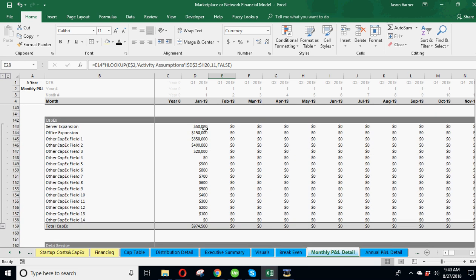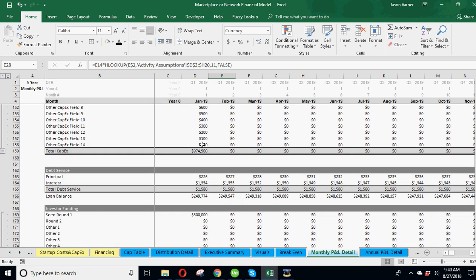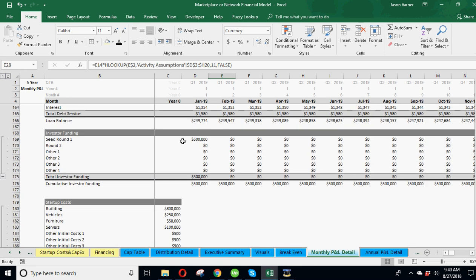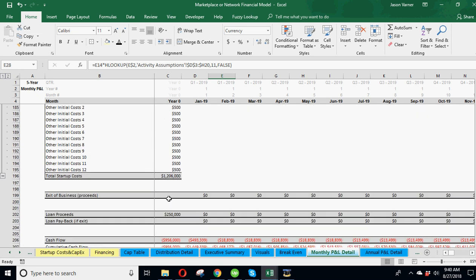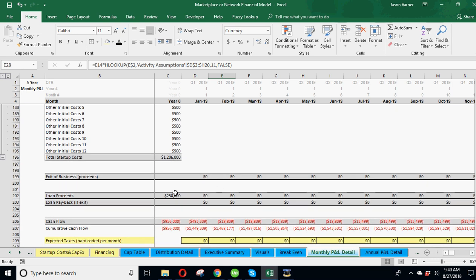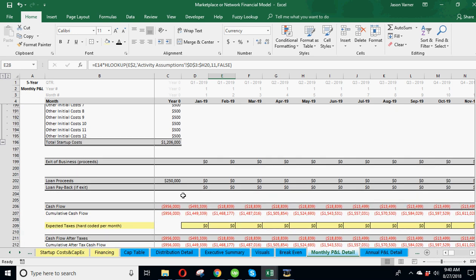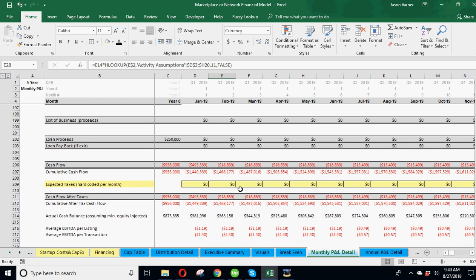After that, we've got Capex. Then we've got debt service. Then we've got investor funding. Then we've got startup costs. Then we've got exit of the business, proceeds from the exit, if applicable. You get your loan proceeds. You've got your loan payback. Then, after all that, we can calculate cash flow.